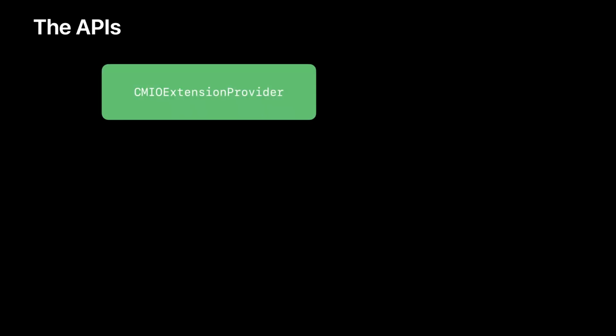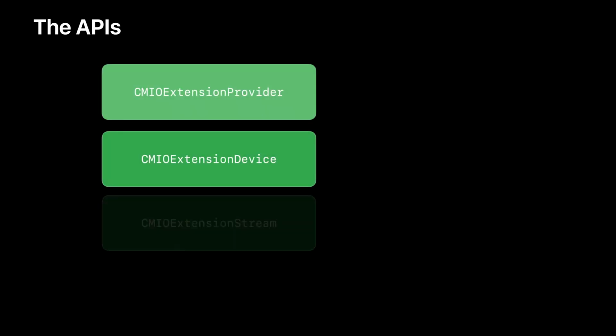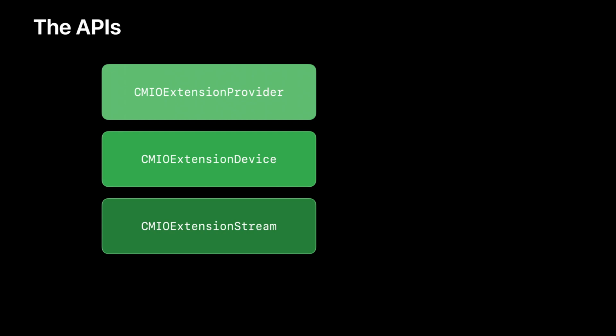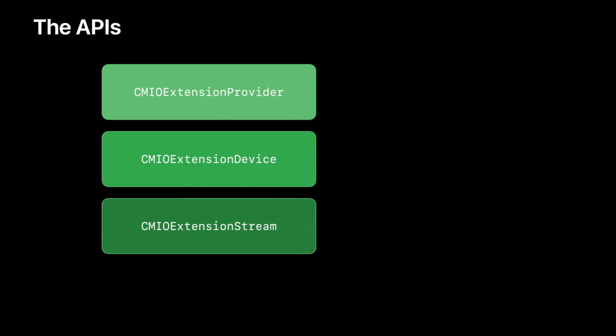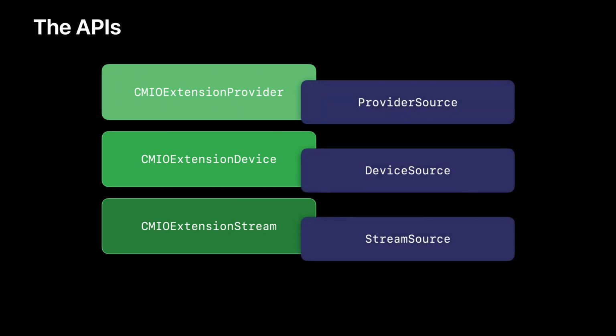Core Media I/O extensions have three main classes: provider, device, and stream. Providers have devices and devices have streams, and all three of them can have properties. You create each of these three main classes by providing a source, respectively a provider source, device source, and stream source.